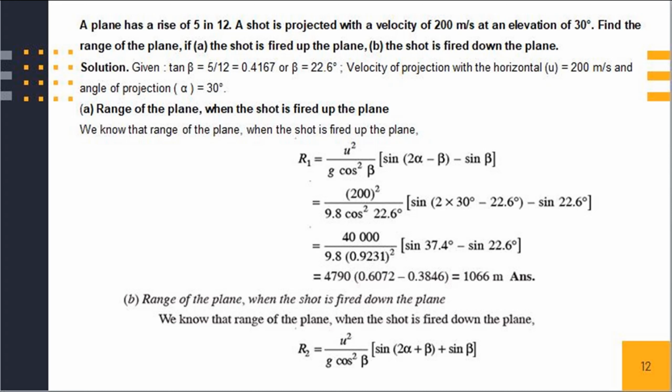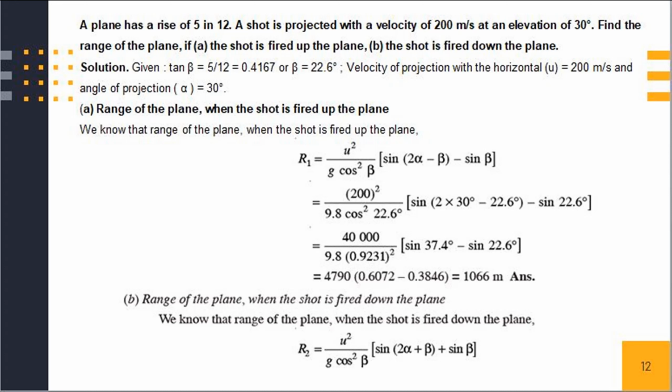In this problem, a plane has a slope of 5 in 12. Therefore, the given entities are tan of beta equal to 5 by 12. Therefore, we get beta equal to 22.6 degrees. Also given, velocity of projection u is equal to 200 meters per second and angle of projection alpha is equal to 30 degrees.